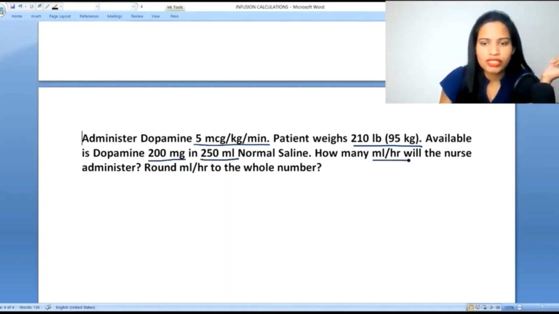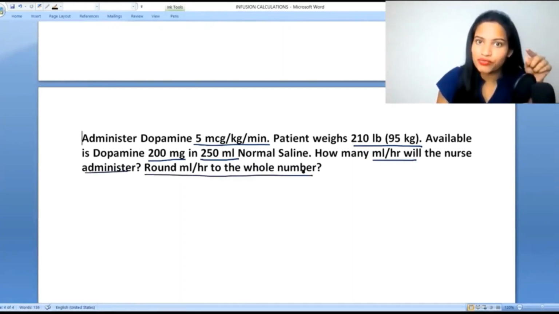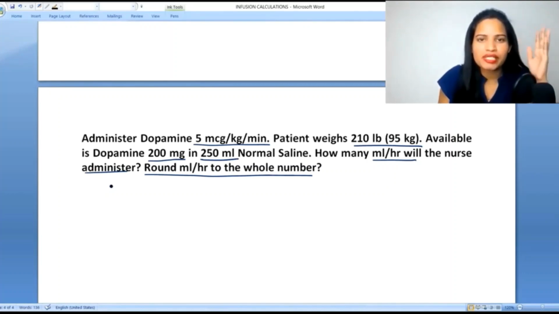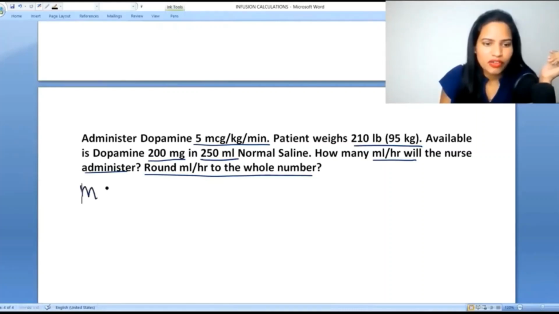And what we have to do is calculate the ml per hour the nurse will administer. And you have to round the ml per hour to the whole number. Here they have specified it in your question. Please do that. Now, what is our formula? mcg into kg into ml into 60 minutes divided by mg into 1000. This is our formula. Now, let us write what is required for our formula.